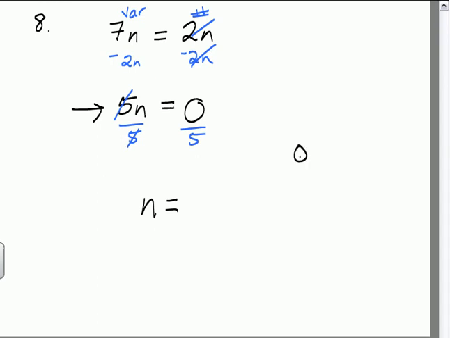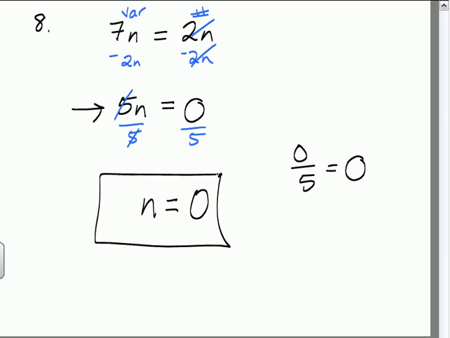And what is 0 over 5? Remember that from chapter 1, I believe it was? 0 over 5, the 0 is over. Over starts with an O that looks like a 0, so our answer is n equals 0. And this one, I have 30 seconds to check it.